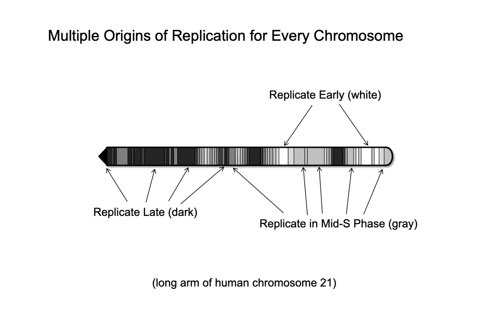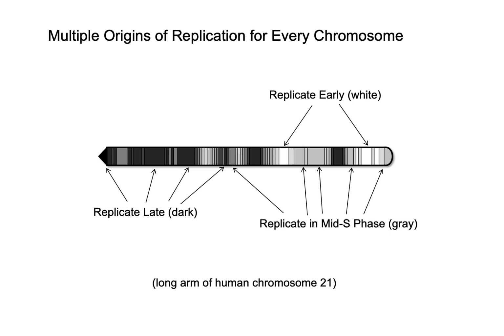So one origin of replication is woefully insufficient to copy all of that DNA for one cell cycle, which in humans is about once every 24 hours for rapidly dividing cells. So instead, there are multiple origins of replication. So this just shows the long arm of chromosome 21, human chromosome 21, which is one of the smaller chromosomes in the human genome. And so all of these bands in white are pieces of the chromosome that are replicating early in the S phase.